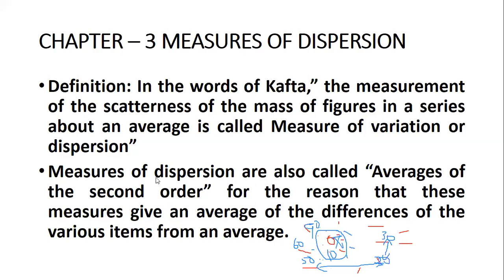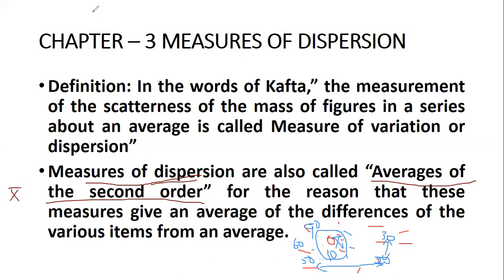Now let's understand another definition of dispersion. Measures of dispersion are also called averages of the second order. Averages of the first order will be your normal arithmetic mean, but measures of dispersion are averages of the second order, for the reason that these measures are given as an average of the differences of various items. We are going to understand this average of second order in the problems.